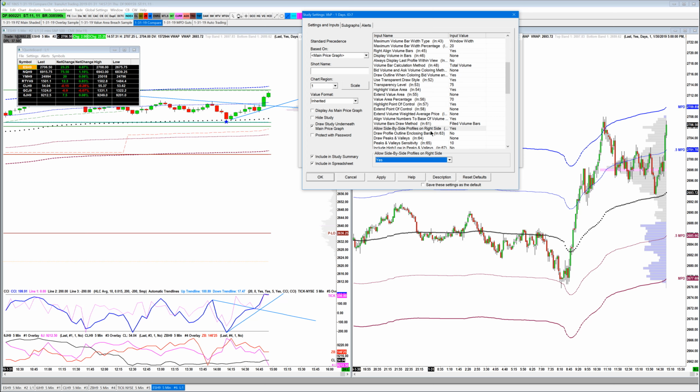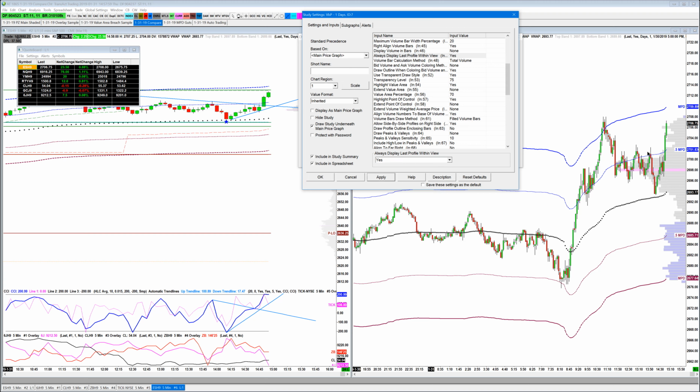The other thing that's important to leave on yes is this thing that says allow side-by-side profiles on right side. That defaults to yes, so you don't really have to worry about this, but this is basically what's going to allow us to have two profiles right next to each other. There's another one in here that I want to find that says always display last profile within view. I usually have this set to yes as well. That means that this is always going to be visible here, even if we're scrolling back. So I can always see it here on the right side.